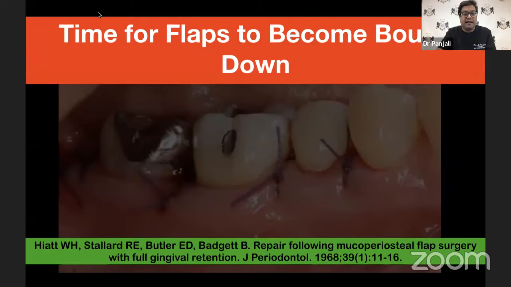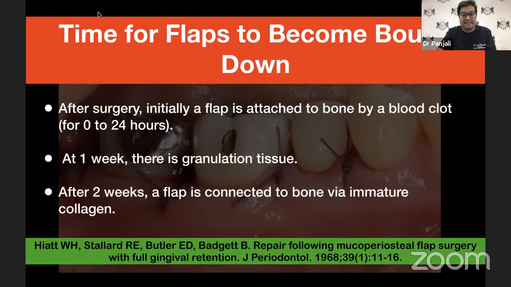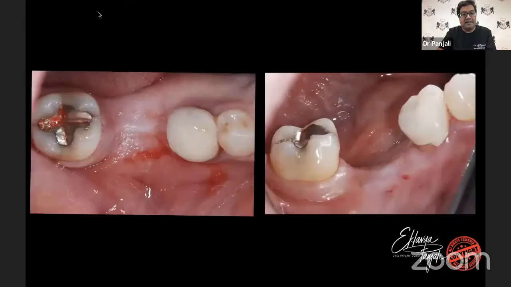So why are we waiting such a long time? Because the time for the flap to bond down takes at least 2 weeks. Biologically, it takes 2 weeks for the periosteum to bond down to the bone again. And therefore, try to leave the sutures in place for a minimum of 15 to 20 days.